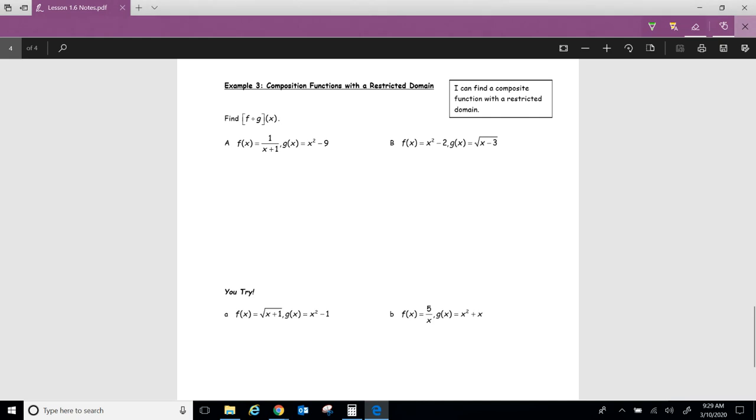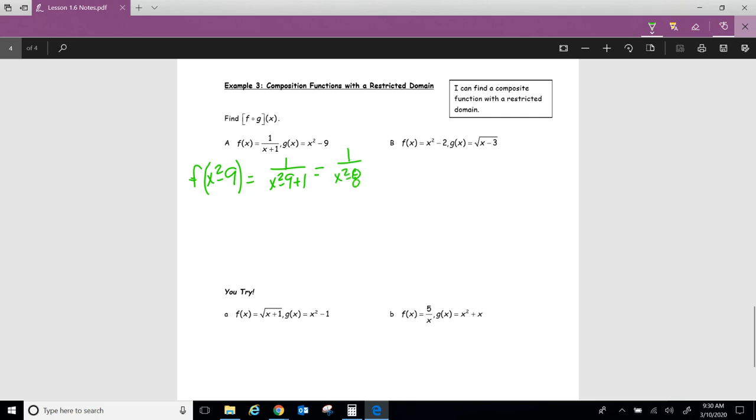All right, for A, it wants us to find f of g of x, and then they want us to find the domain. So f of g of x would be f of x squared minus 9. So I'm going to plug in x squared minus 9 underneath the fraction, and then don't forget your plus 1. So this would be 1 over x squared minus 8.